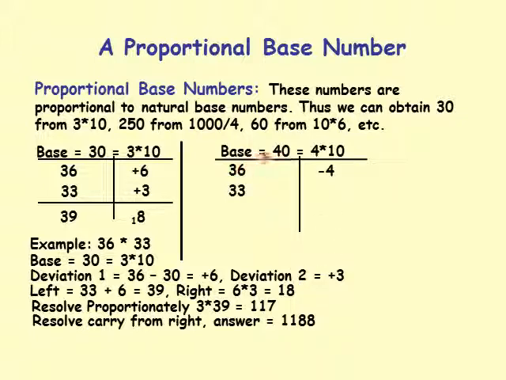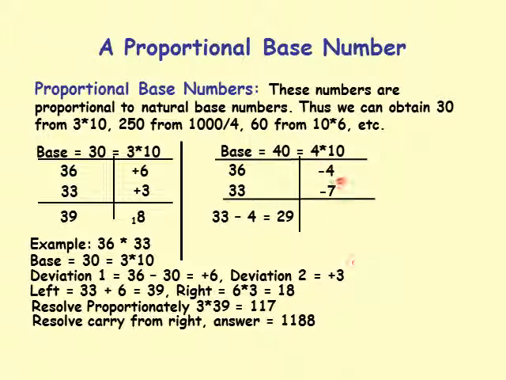Deviation 1, 36 minus 40 is minus 4. Deviation 2, 33 minus 40 is minus 7. On the left, apply crosswise. What are we going to apply? Minus, on the operands 33 and 4. So it's 33 minus the operand here, minus 4. 33 minus 4 is 29.